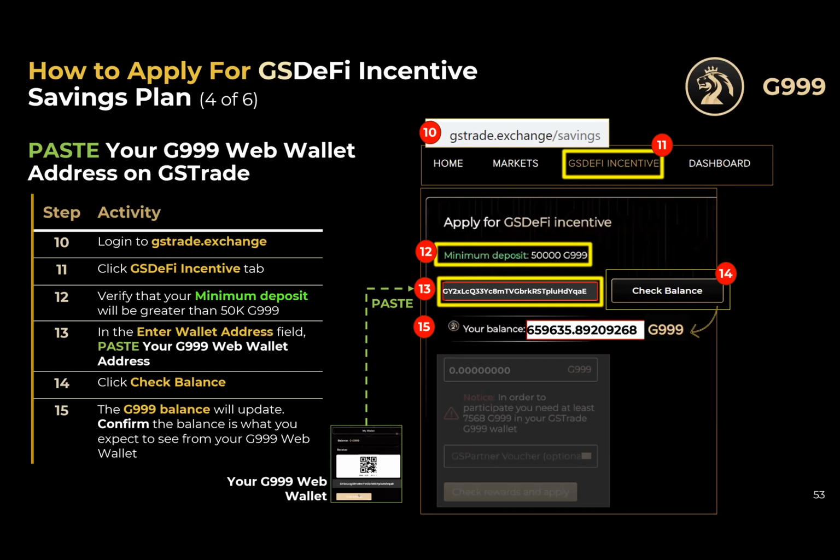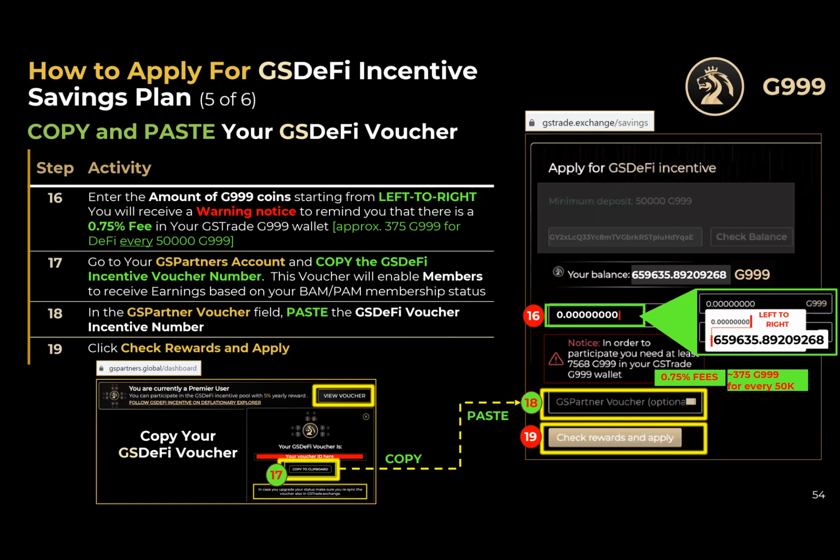And then it's going to ask, how much do you want to add to the savings plan? And you're going to, again, enter left to right using your balance here. This is where you're going to be paying that 0.075% fee in order to participate in the savings plan.